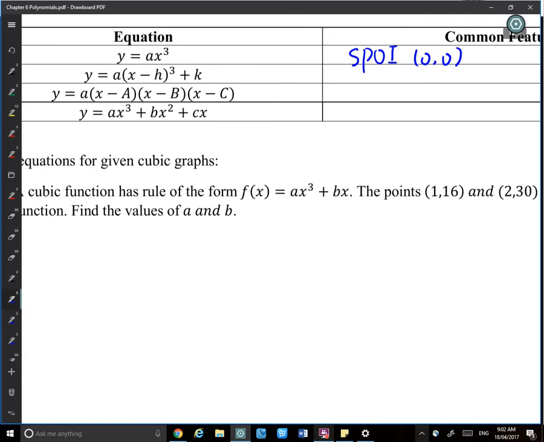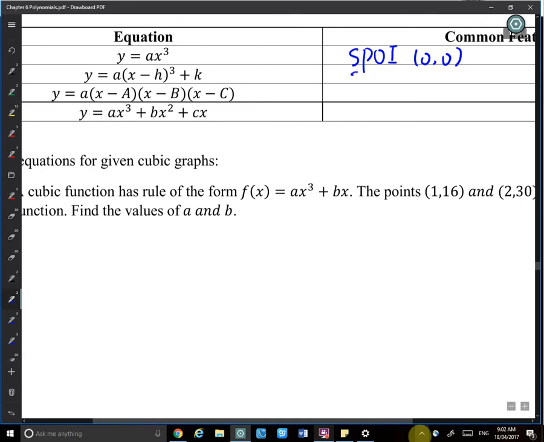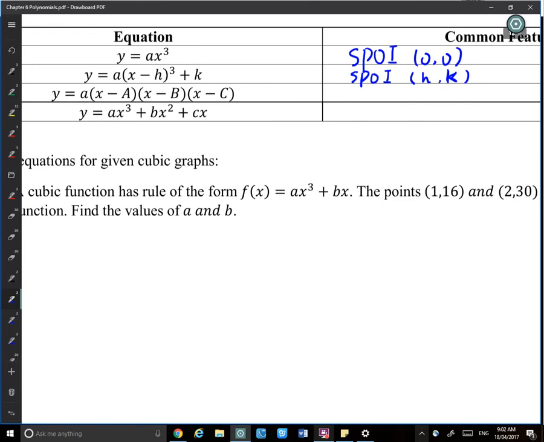For the second one, if h and k are fixed values, a is a number that can vary. So I will say it will share the same point of inflection at (h, k). Okay, they may not have the same shape. They can dilate, but they all pass through the same point (h, k).